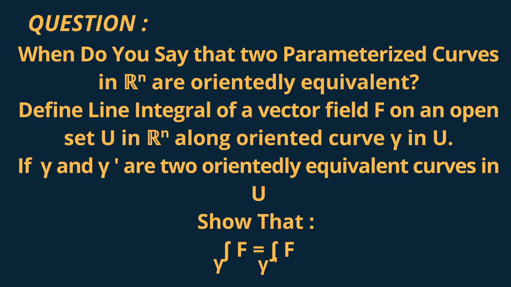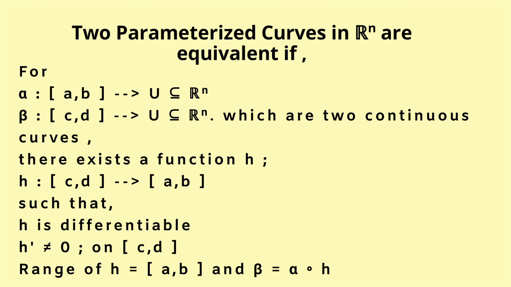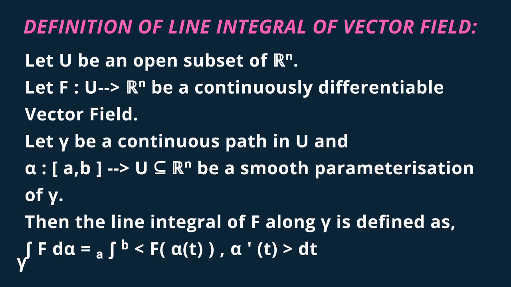Let us see the conditions for curves to be orientedly equivalent. These are the same conditions that are for two parameterized curves to be equivalent. So alpha and beta will be two parameterized curves. There is a function h from CD to AB such that h is differentiable, h dash exists and is non-zero on CD, and range of h is interval AB, and beta will be alpha composite h.